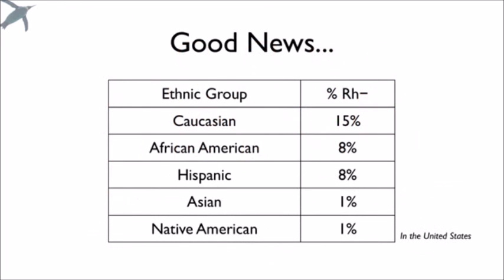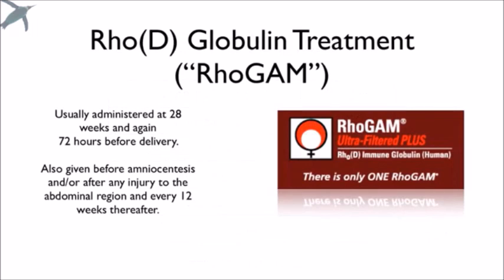Now, there's good news. The percent of individuals on the planet who are Rh negative is relatively small. These are data from the U.S., but it's similar around the world. There's even more good news, though. There is a treatment called ROGAM. You can see here when it is administered, and this will actually bind up and block the mother's antibodies and prevent them from binding to the blood cells of the fetus.